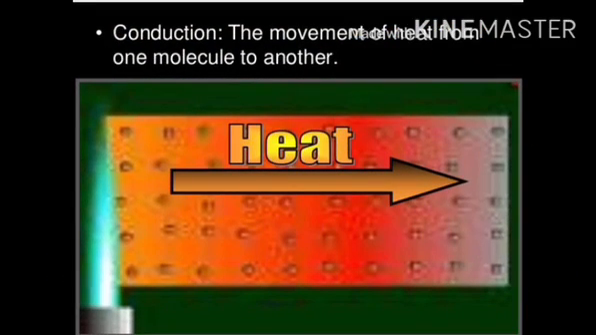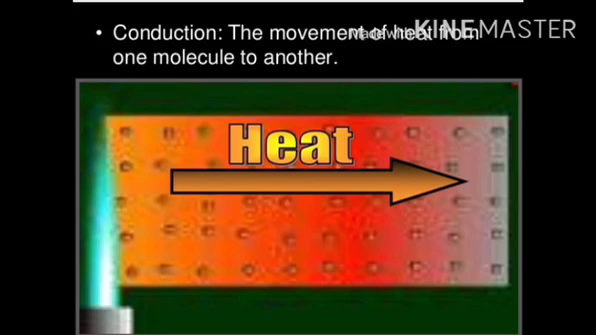Now, conduction. The movement of heat from one molecule to another is called conduction. Now, I am going to explain conduction with the help of activity number 3 which is given in your book. Check in the book also. The aim is to show the heat transferred through solids such as metals by conduction. Material required: a thin metallic strip or rod, nails, wax, an iron stand.